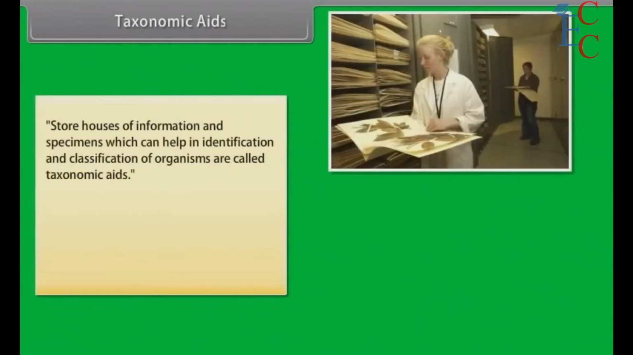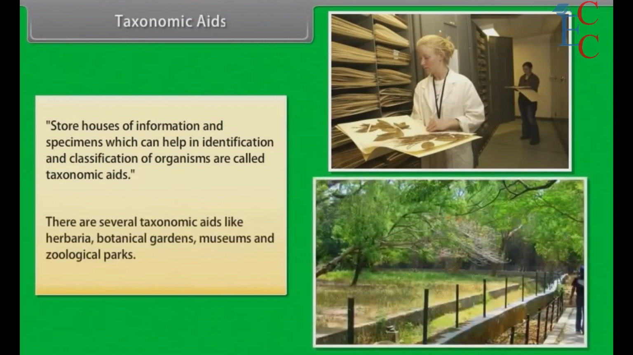Taxonomic Aids: storehouses of information and specimens which can help in identification and classification of organisms are called taxonomic aids. There are several taxonomic aids like herbaria, botanical gardens, museums, and zoological parks.